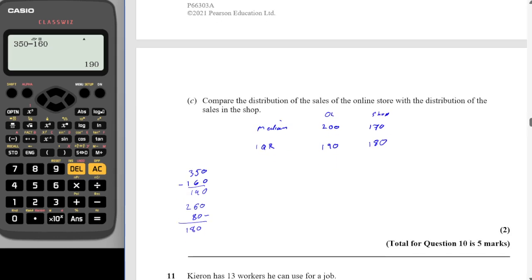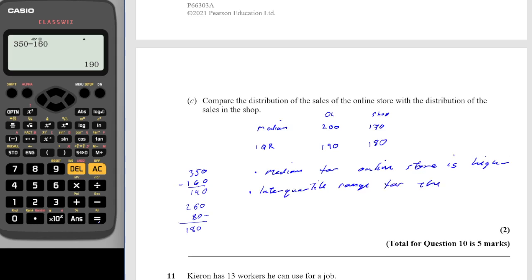So now that I've shown that, I would say that the median for online store is higher, and I would say that the interquartile range for the shop is lower. And you could have the opposite of each statement, that would be absolutely fine.